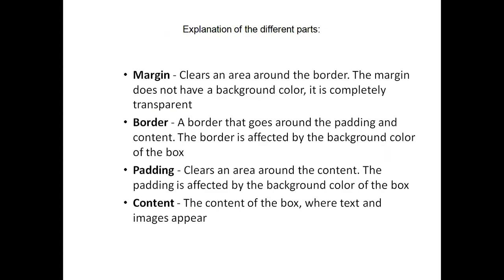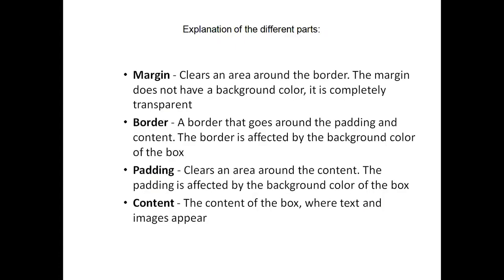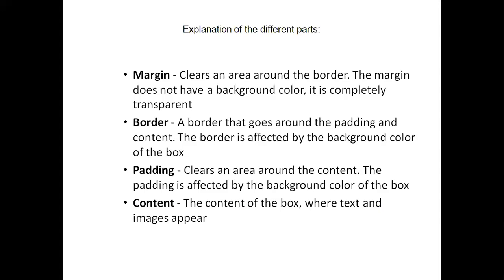So there are four parts: margin, border, padding, and content. What is margin? What is the use of border and padding? Margin clears an area around the border. If we are writing something on a white sheet, first of all we put a margin. Margin means we leave some free space in every area of the page, and that is called the margin. We can see a margin line there.